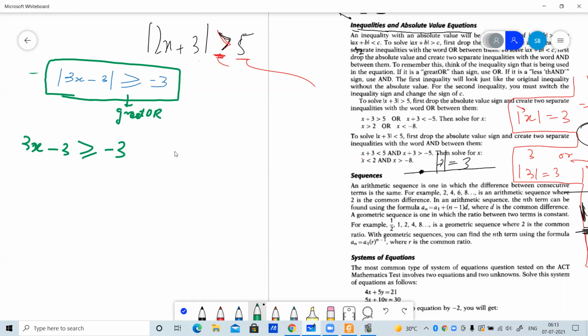And the other one would be 3x minus 3 is less than or equal to 3, right? Change the sign, then +3. Yeah, change the sign, exactly. If you have -3, change it to +3. If you have +3, change it to -3. And what will be in between? Or. Exactly.